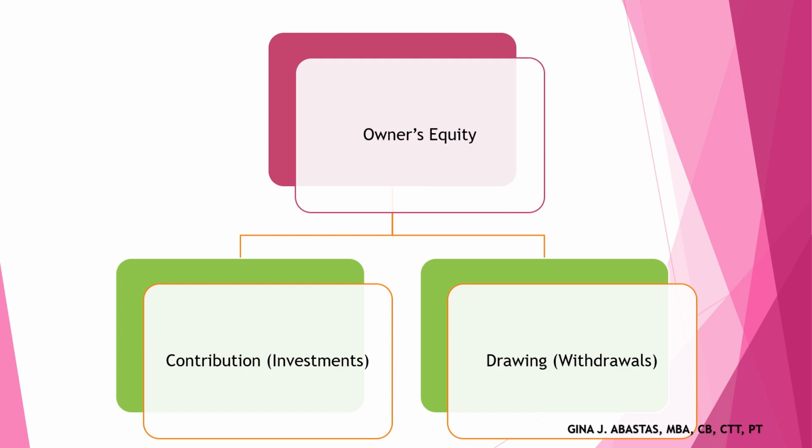So, drawing represents the withdrawals made by the owner of the business in cash or other assets. So, there are two types of equity. We have here contribution or investments and drawing or withdrawal. So, for contribution, it may be the startup capital or a later infusion of cash. Drawing or withdrawal, so if a business is profitable, the owners often want some of the profit returned to them.